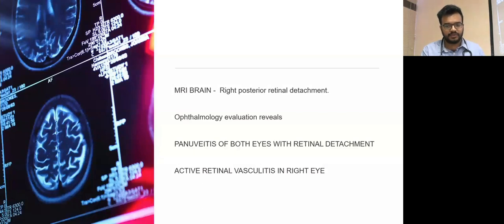MRI brain was done, which showed a right posterior retinal detachment. An ophthalmologist was called, and the ophthalmic evaluation showed a panuveitis of both eyes with retinal detachment and active retinal vasculitis in the right eye.